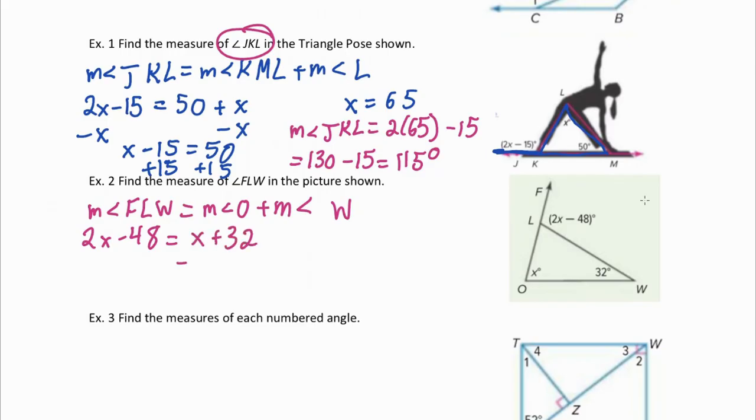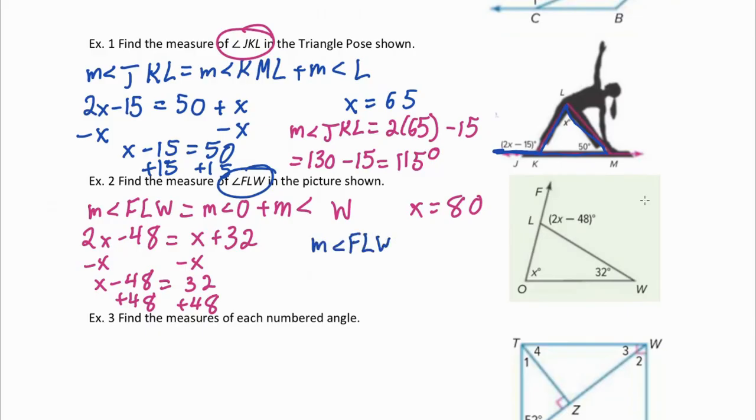We would subtract x from both sides, and then add 48 to both sides. So we should get that x equals 80, but again, we're not done yet because it wants the measure of angle FLW. So we want to find the measure of angle FLW. We would plug 80 back in. 2 times 80 is 160, and then minus 48 is going to give us 112 degrees.